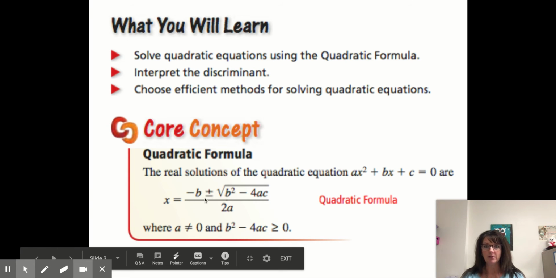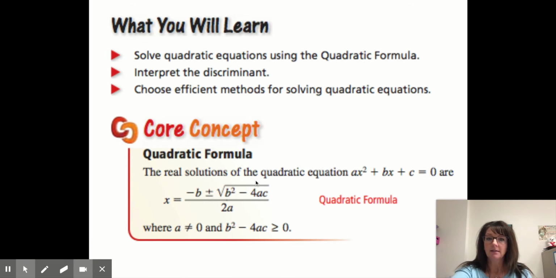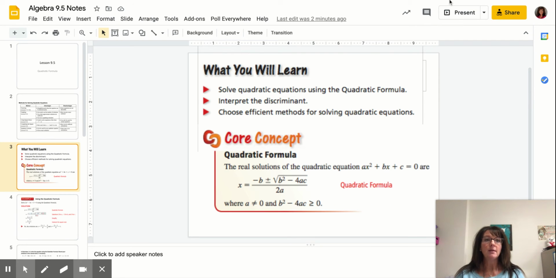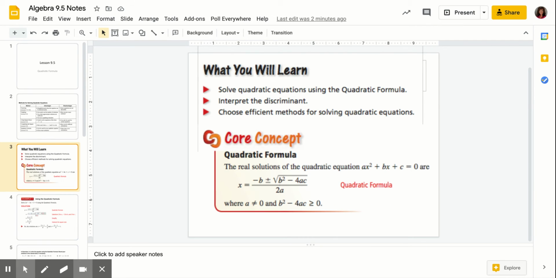x is equal to -b plus or minus the square root of b squared minus 4ac, all over 2a. We have several songs. You can find them anywhere on the internet, but I found one that I thought kind of sing-songy here.